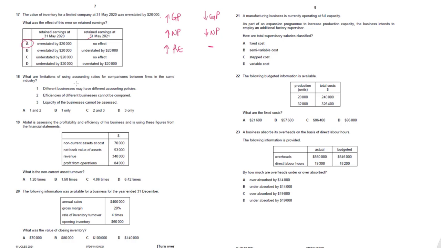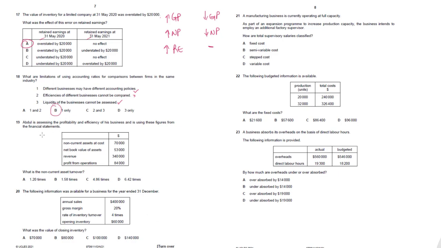What are the limitations of using accounting ratios for comparisons between firms in the same industry? Different businesses may have different accounting policies. Yes, that's correct. Let's say, for example, depreciation policy. A firm is following the straight line method while the other firm is following the reducing balance method. Their profits could vary, and hence comparison of these firms based on ratios will be difficult. Efficiencies of different businesses cannot be compared. That's not true. You can compare efficiencies of the business using efficiency ratios. Liquidity of the businesses cannot be assessed. That's again not really true. You can assess the liquidity using liquidity ratios. So one only.